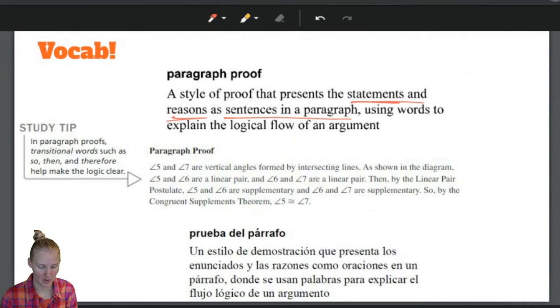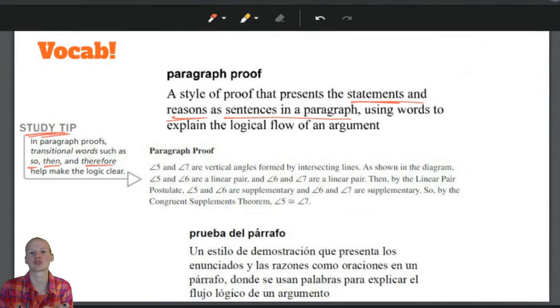And a tip for paragraph proofs, we're going to talk more about this later, but transitional words such as so, then, and therefore help make the logic clear. If you ever look at my college notebooks when I'm trying to prove things on my own, I use a lot of "so this, then this happens, thus we can tell, therefore this happened." That's a lot of, because of this, then I can say this.